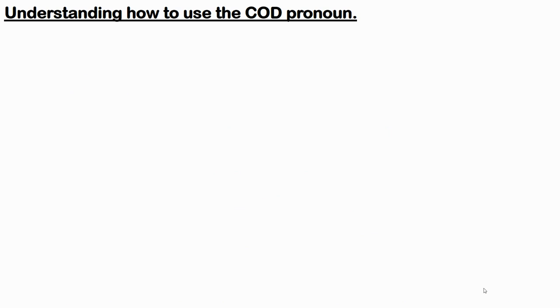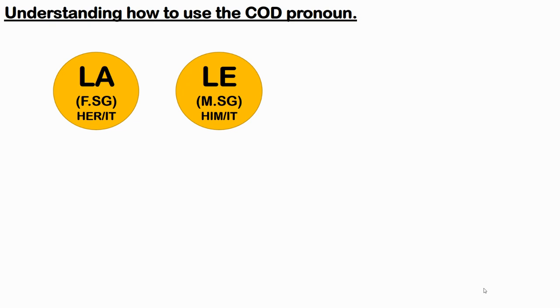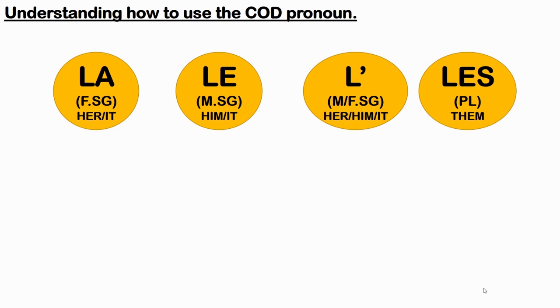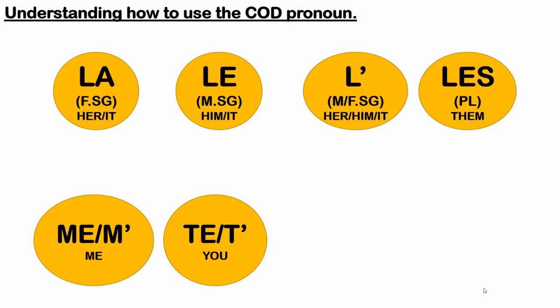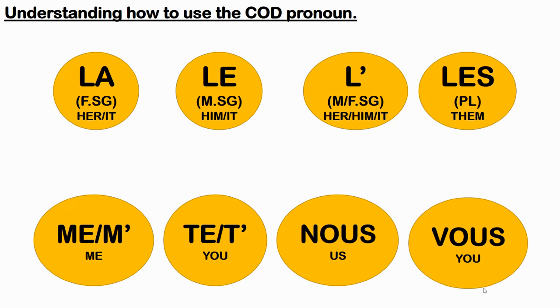So here's your list of COD pronouns. You have la for feminine singular, le for masculine singular, l' if your verb starts with a vowel, and les for plural. And then you have me or m', te or t', nous et vous. These are the list of your COD pronouns.